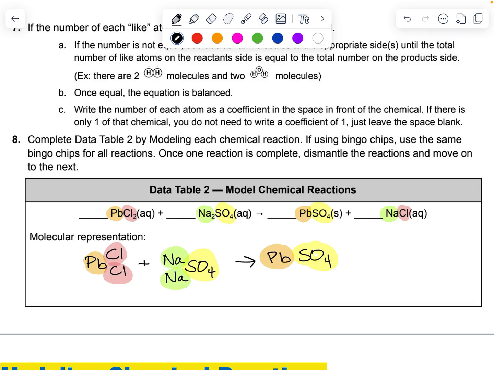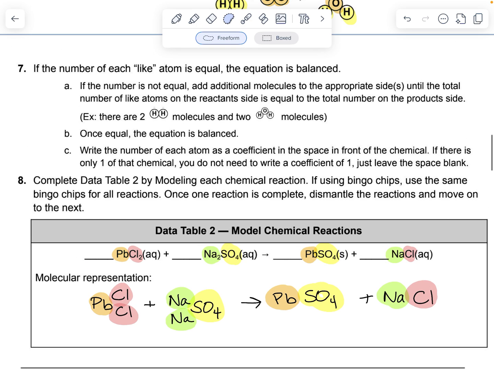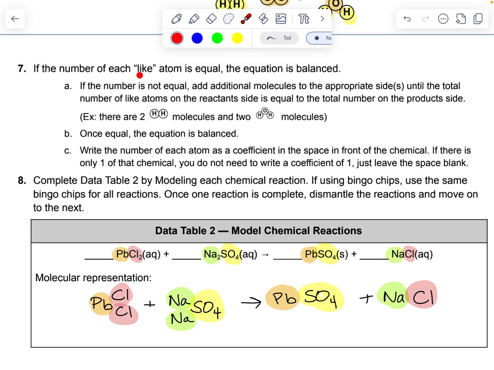And then I've got 1 sodium and 1 chlorine. Sodium's green and chlorine is red. And again, I just picked those as random. Okay, so now let's count and let's look. So if the number of each like atom is equal, the equation is balanced. If the number is not equal, we need to add additional molecules to the appropriate sides until the total number of atoms in the reaction side is equal to the total in the product side.